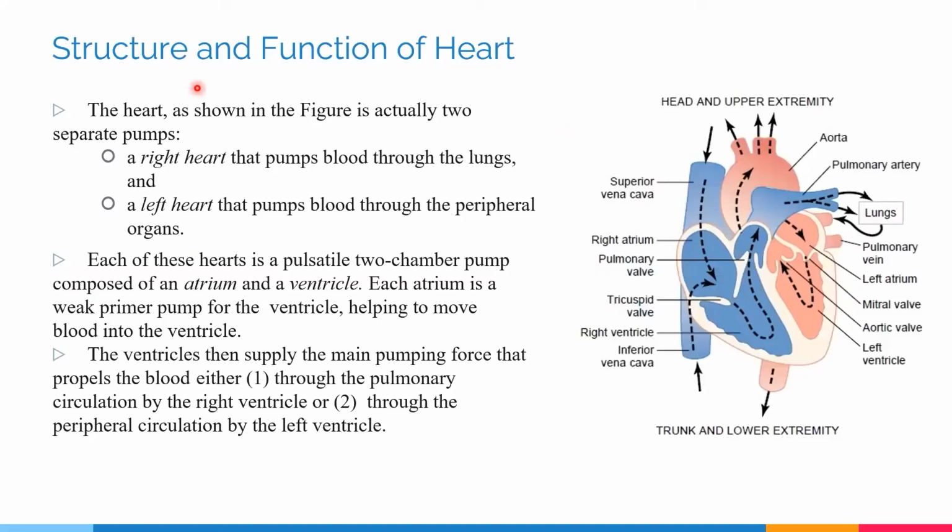To start off, let us look at the structure and function of the heart. This is a schematic showing the heart, and as we can see right here, the heart is divided into two parts: the right heart that pumps blood through the lungs, and the left heart that pumps blood through the peripheral organs. So as we can see, this is the schema that we will follow throughout the lectures, in which oxygenated blood is shown in red and deoxygenated blood coming from the body is shown in blue.